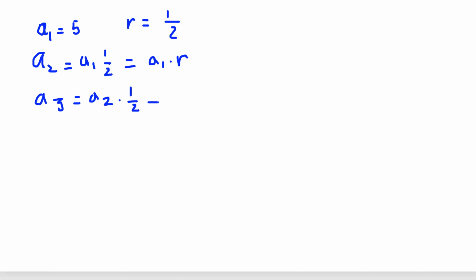But what was A2? A2 is equal to A1 times R. And instead of A2 here, we are plugging in A1 times R times 1.5. But 1.5 is R, so R times R, which is equal to A1 times R squared.